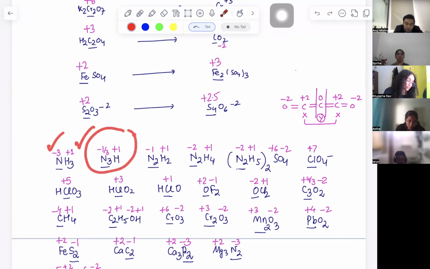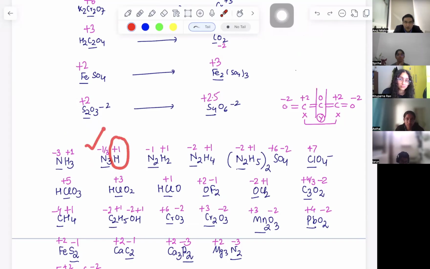But in the next one, N3H, H is +1, right? N is negative, no doubt, but H can be +1 only. +1 रखोगे तो N की value is how much? -1/3, because there are 3 nitrogens. Okay. So -1/3 into 3 + 1. Fine.